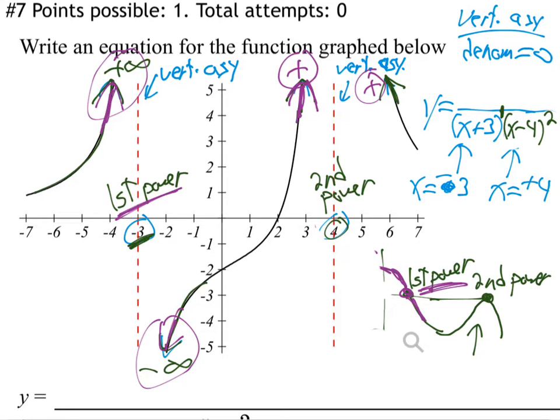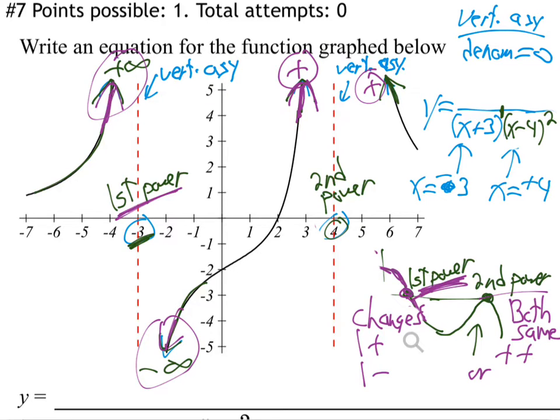So remember that. First power, when it changes, one positive, one negative. Second power, when they're both the same, positive, positive, or negative, negative. That's second power that makes that happen. So we see it at 4, it's got to be a second power term. Okay, so that's true for vertical asymptotes.